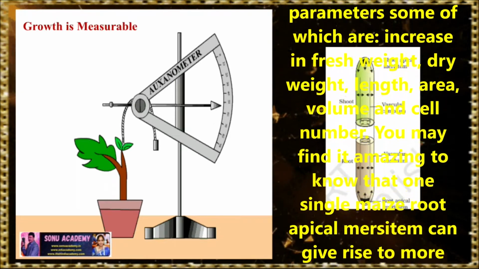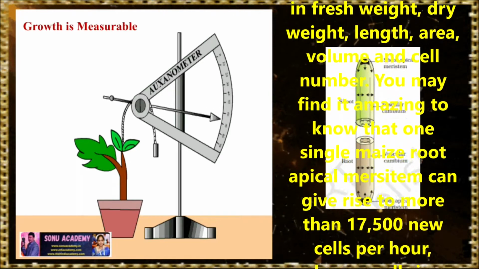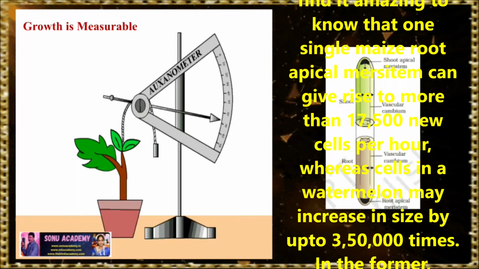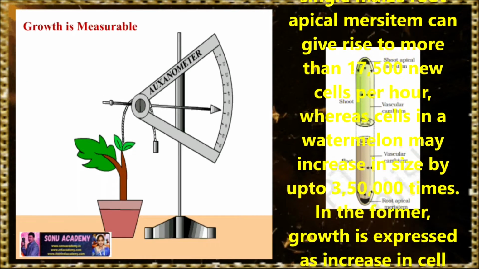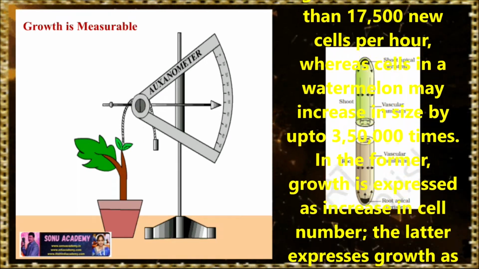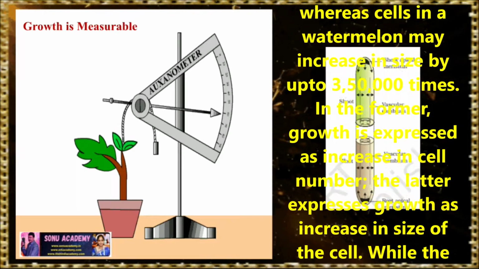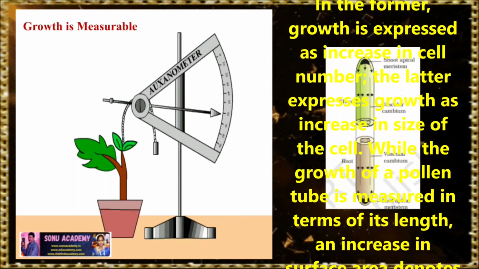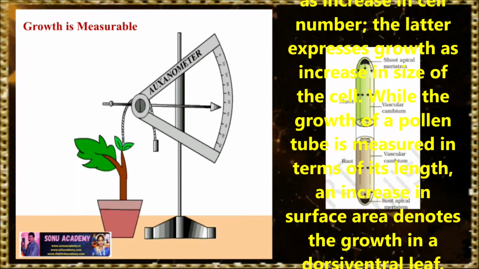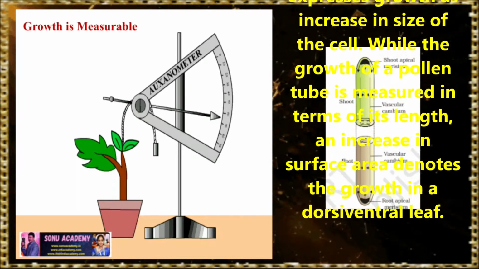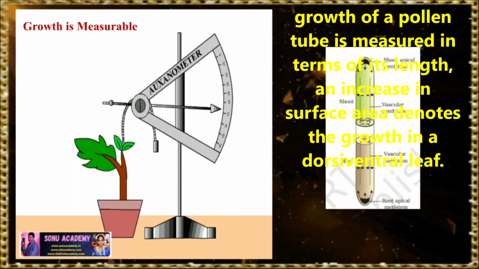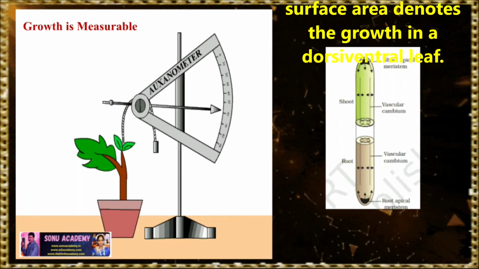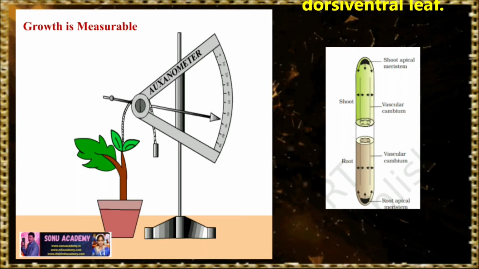You may find it amazing to know that one single maize root apical meristem can give rise to more than 17,500 new cells per hour, whereas cells in a watermelon may increase in size up to 3,50,000 times. In the former, growth is expressed as increase in cell number, while the latter expresses growth as increase in size of the cell. The growth of a pollen tube is measured in terms of its length, and increase in surface area denotes the growth in a dorsiventral leaf.